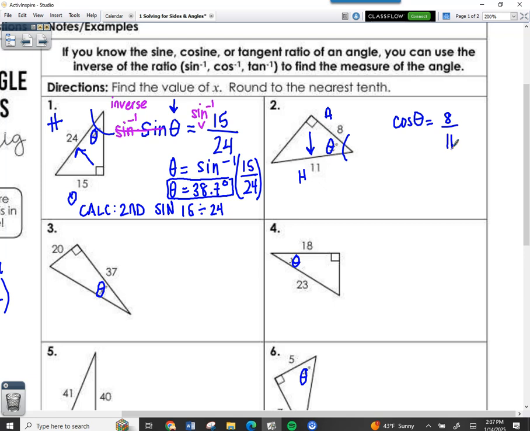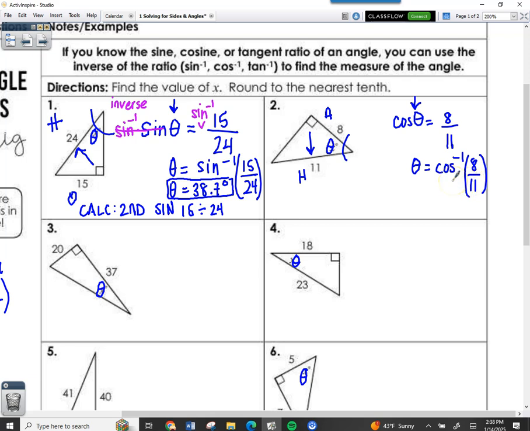Now here's what I do, because I understand that I'm multiplying by the inverse and this is going to cancel. Once I recognize this is actually what I need by itself, on my paper I say, okay, I'm going to have cosine disappear from the left and reappear on the right as inverse, and then have 8/11. And then I go to my calculator.